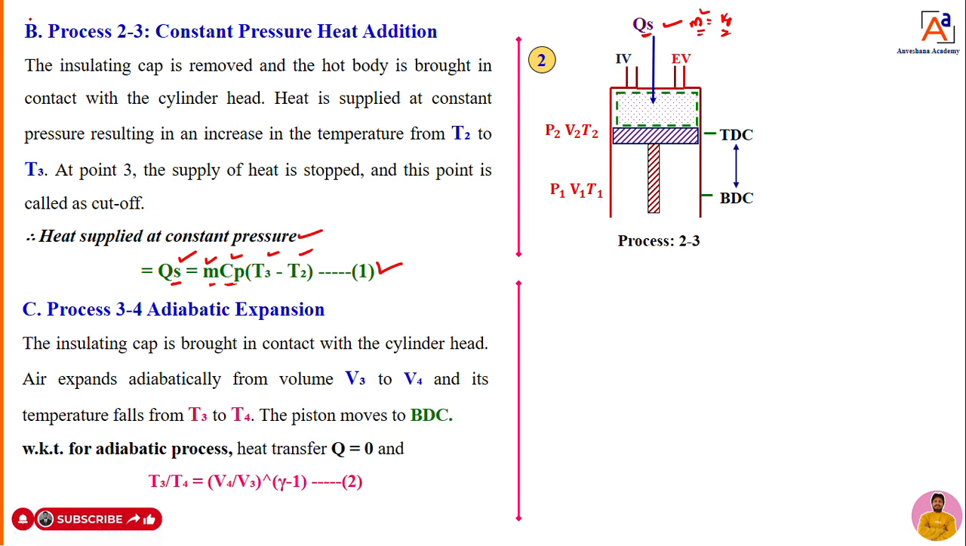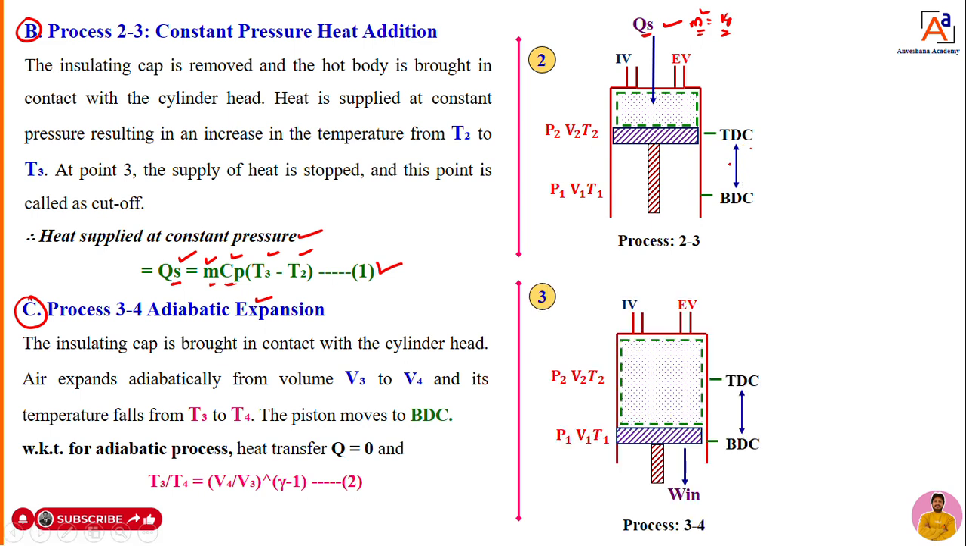Then next, this is the second process. Next, the third process is process 3 to 4, adiabatic expansion. That means once the heat is added, the piston will start to move from TDC to BDC. Piston moved from TDC to BDC, hence expansion takes place. Dear students, heat you added is very important here. Heat addition is represented as Qs is equal to m into Cp into delta T, that is T3 minus T2. Because of that heat addition, the piston moved from TDC to BDC. That means temperature varies from T3 to T4.